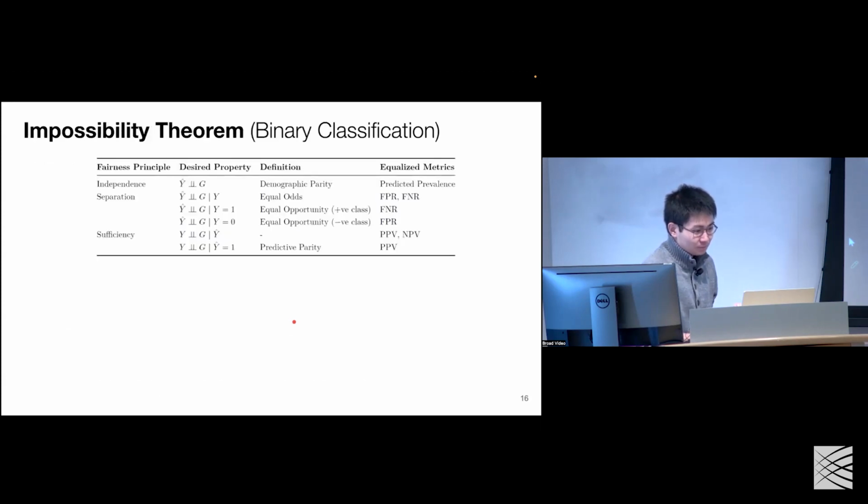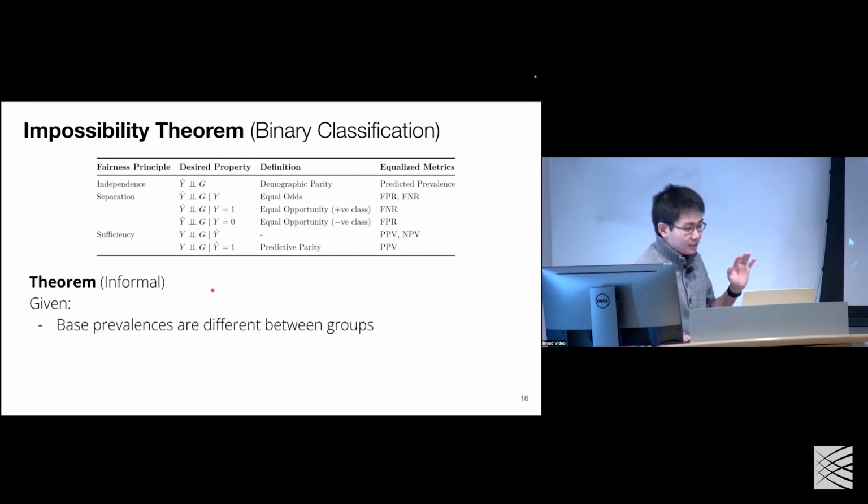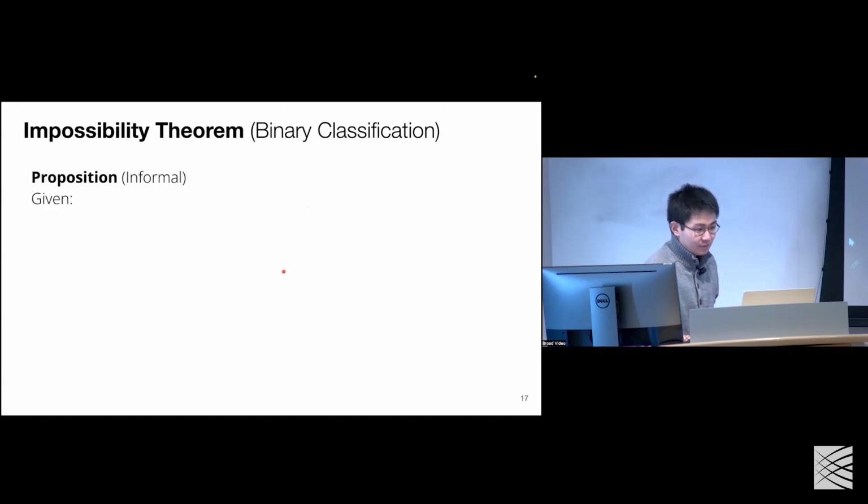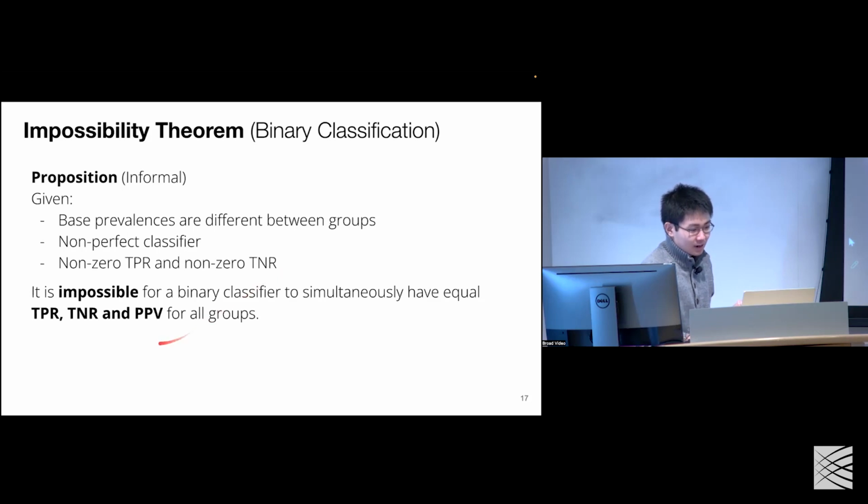So this is a theorem called the impossibility theorem, and there's many of them out there. Here's an informal statement, which says that given that your base prevalences are different between groups, for example, that men and women have different rates in the outcome, and that your classifier is not perfect, that you have less than 100% accuracy, you cannot achieve simultaneously more than one of these three at once. So you cannot achieve equal FPR, FNR, and predicted prevalence. As a corollary, specifically, you cannot achieve equal precision, specificity, and recall.